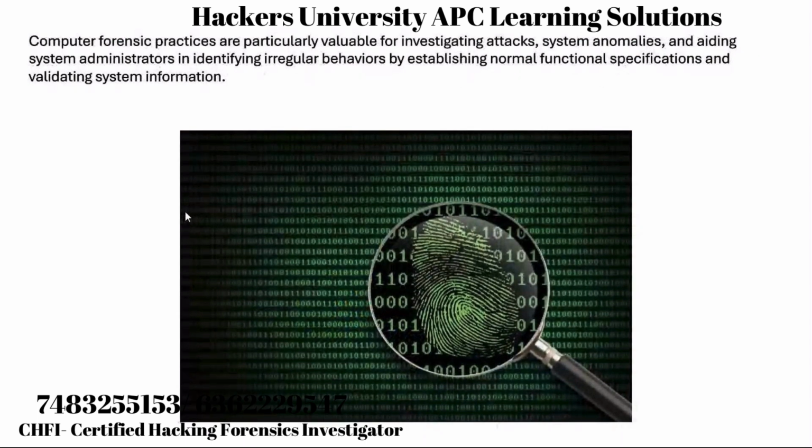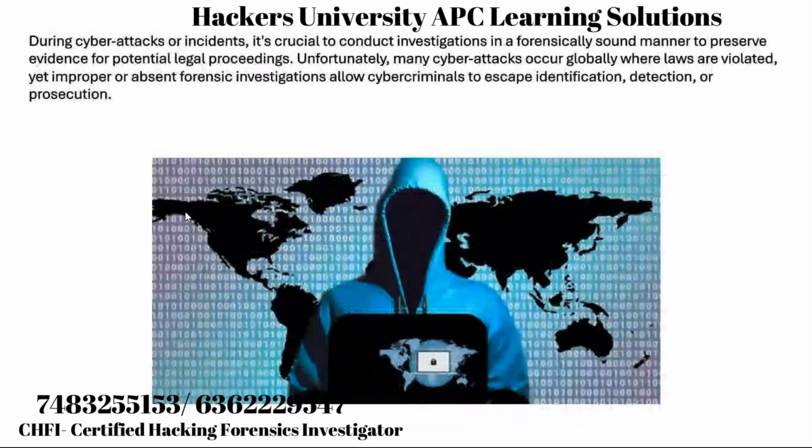So in this slide, you can see computer forensic practices are particularly valuable for investigating attacks such as system anomalies, aiding system administrators in identifying irregular behaviors. For example, if you are competent to analyze network traffic, you will be able to identify irregular behaviors and anomalies in the network. So that's what we are going to learn in the course.